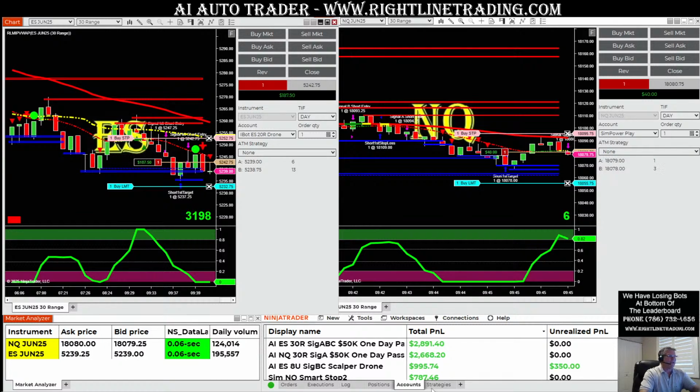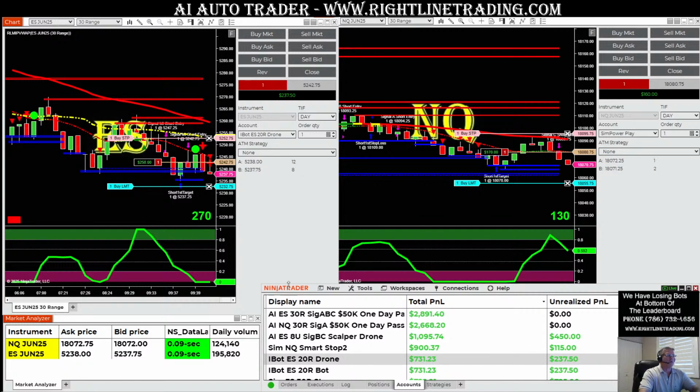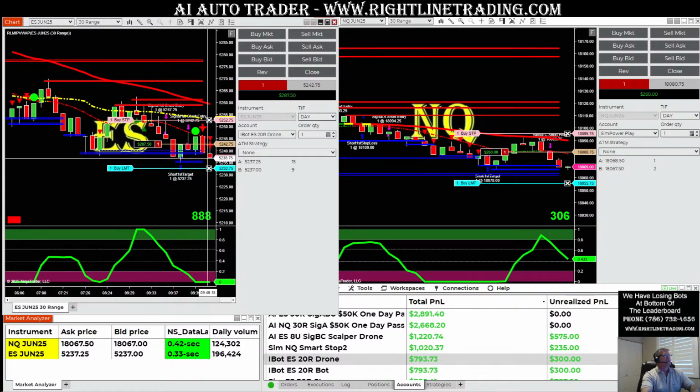Power play back in the game. That 30 range starting to find the ebb and flow. Ooh, that ES looks good on the 20 range. We noticed, come to think of it, the iBot ES20 range has an 80% win rate. It's incredible.